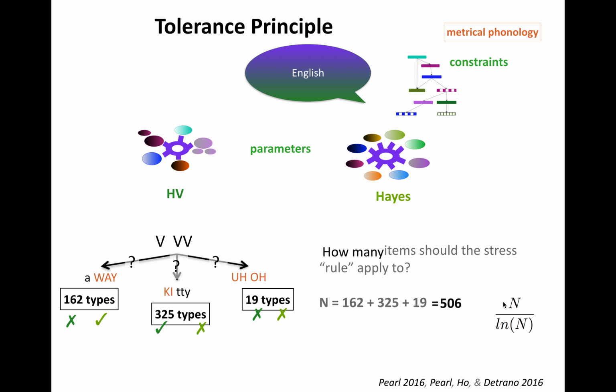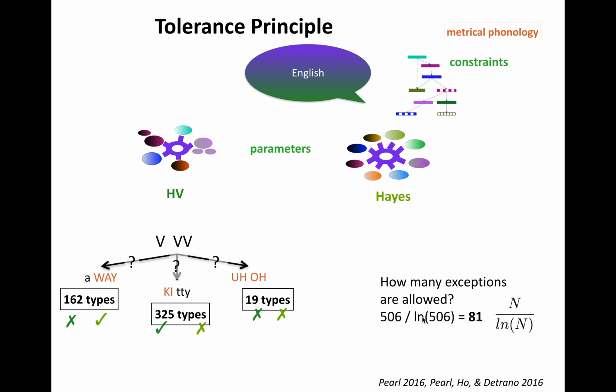That is your N. So how many exceptions can you tolerate? Well, that divided by the natural log of that, which is around 81, right? So if you have 81 or fewer exceptions, that's fine. You can have the rule. But if you have more than 81 exceptions, it's probably not fine. You probably don't want to have a rule because there's no dominant pattern here.